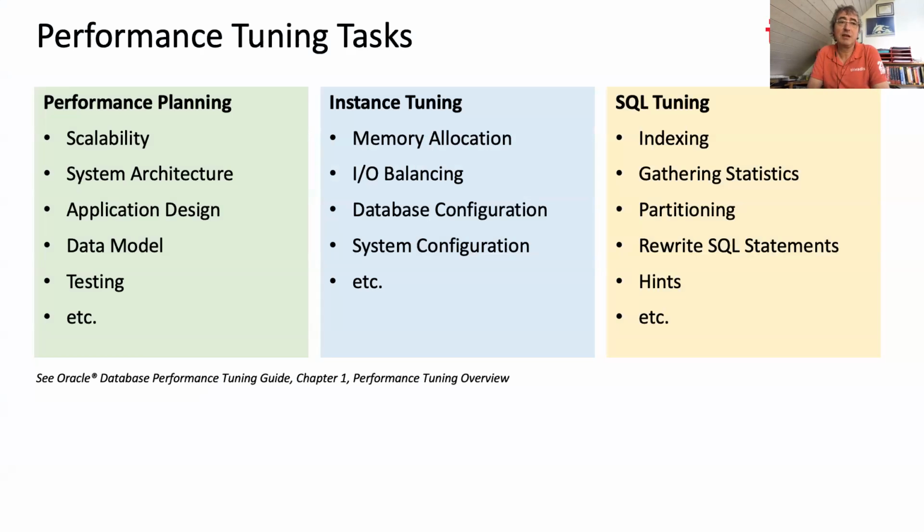When you read the introduction chapter of the Performance Tuning Guide in the Oracle documentation, you see these three areas of performance tuning tasks: performance planning, instance tuning, and SQL tuning. Most people only think of instance tuning and SQL tuning. Instance tuning is a typical DBA job. The DBA has to configure the database, make sure the IO balancing works right, that the hardware configuration is good, and all these things. SQL tuning, that's what I mainly do: things like indexing, gathering statistics, partitioning, and so on.